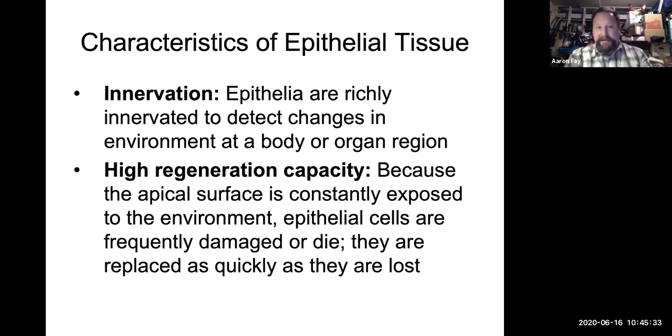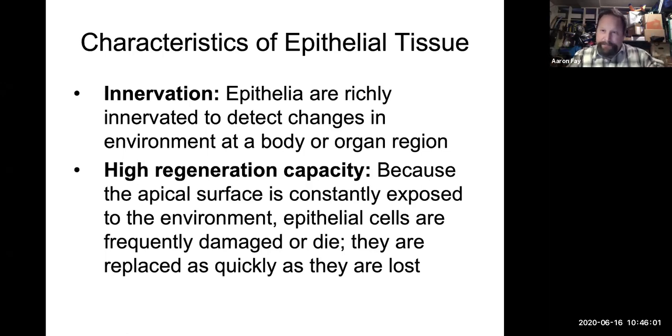Next characteristic, epithelial tissue is innervated. Innervated means nerves are present, right? Nerves service this tissue. So if you touch an epithelium, you might feel it. It might have sensory receptors there, which are connected to neurons. The neurons are going to be connected to your brain, so you can be consciously aware of somebody touching you. So epithelia are richly innervated, meaning they have lots of nerves to detect changes in the body or the environment.